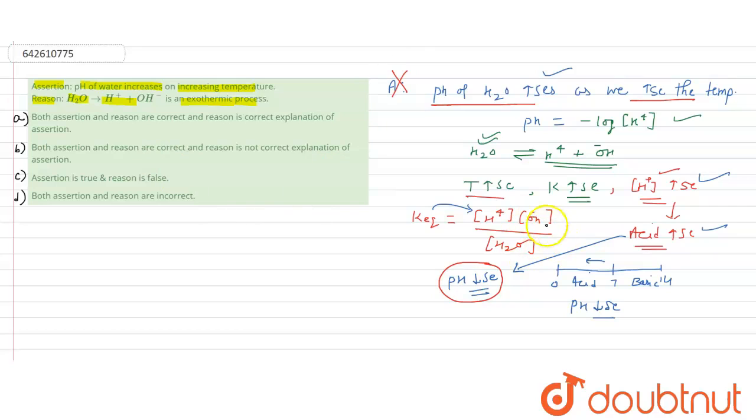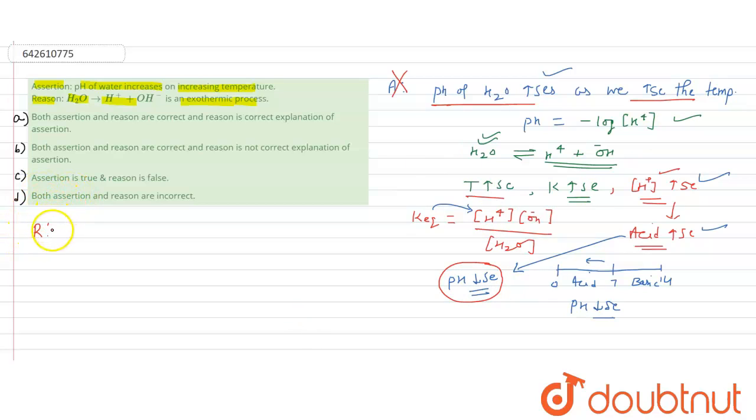Or you can see it in another way. If there is an increase in the H plus ion concentration, it has a negative term, which indicates a decrease in the pH. The statement says that on increasing temperature pH increases, but we see that on increasing temperature pH decreases. So the assertion becomes wrong. Let's talk about the reason. The reason is given here.